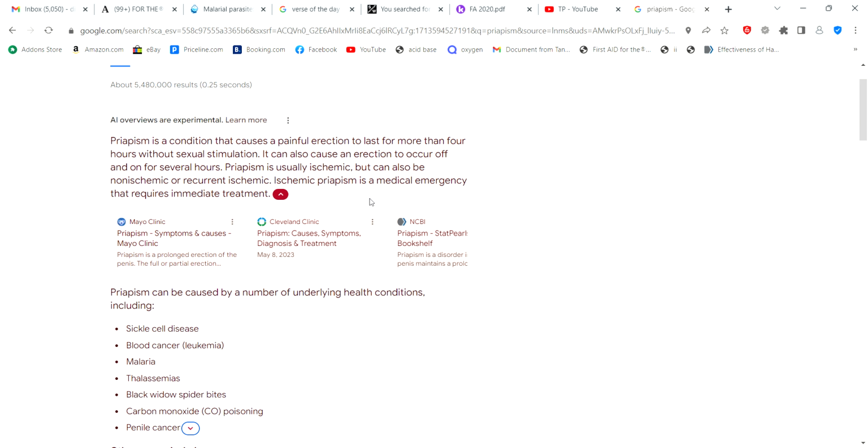PCP causes dissociative symptoms, hallucinations, ataxia, nystagmus, and memory loss. PCP is an NMDA receptor antagonist, which means that there will be an excess release of excitatory neurotransmitters. Also, this inhibits the reuptake of norepinephrine, dopamine, and serotonin.